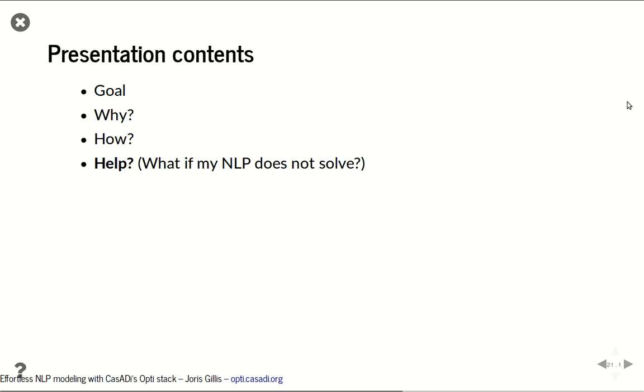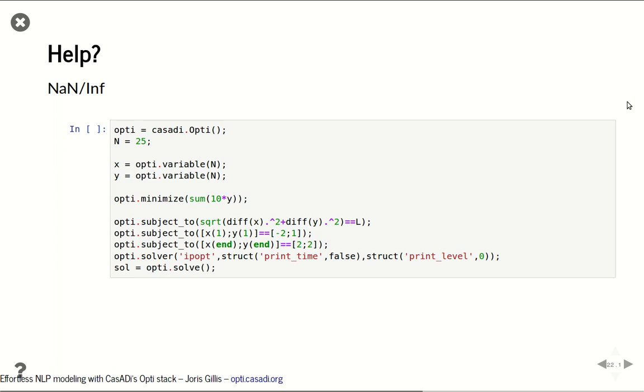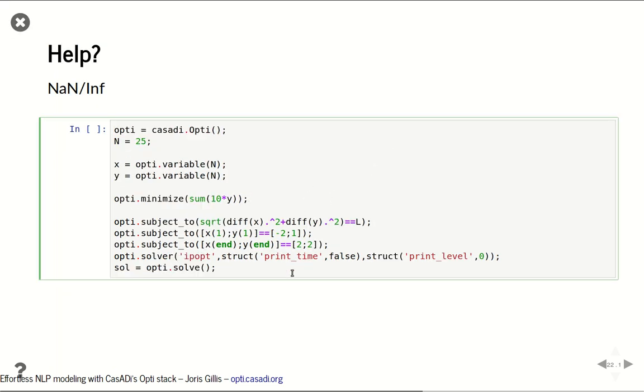If your problem is modeled perfectly, you will get the perfect answer, no problem. But what should I do if the solver fails? So there are a bit of tricks in Opti that help the user debug. I'm copy-pasting more or less the example from before, the hanging chain. The only thing I changed here is this line. So instead of L square here, I'm taking the square root. Only difference. Let's run this.